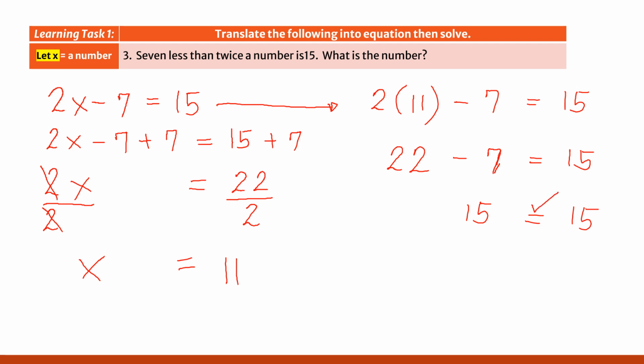Diba? In this problem, the value of x is 11, meaning the unknown number is 11. Okay?